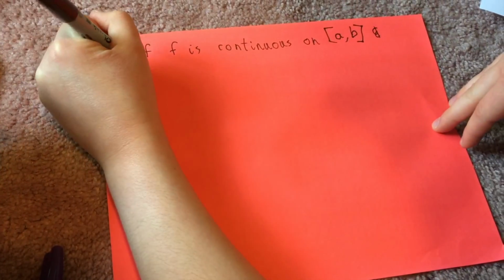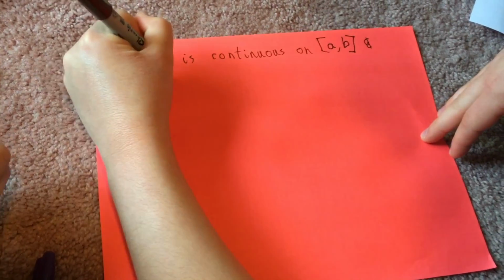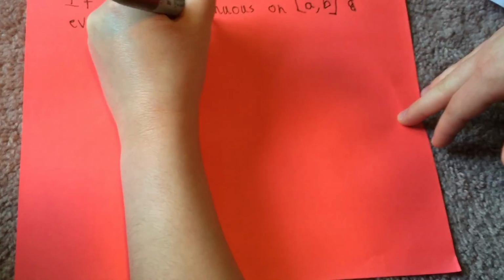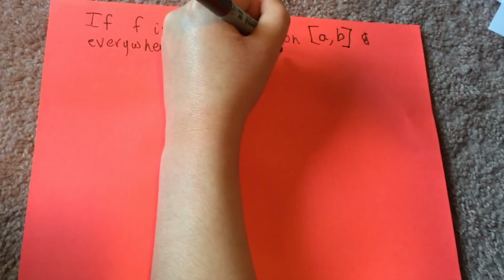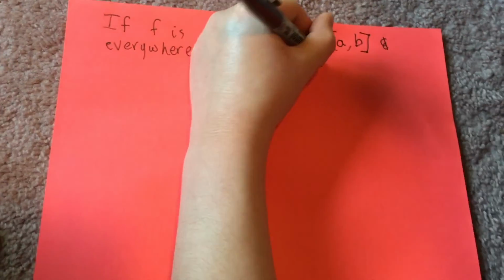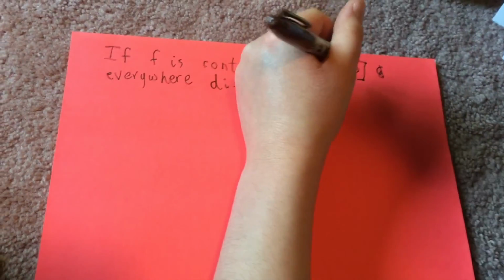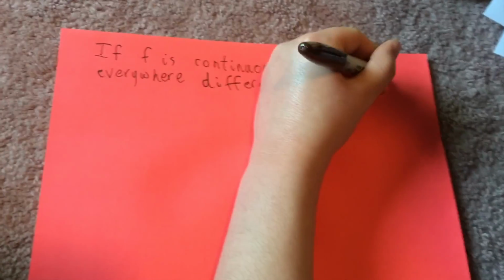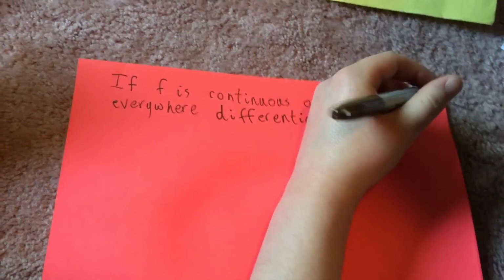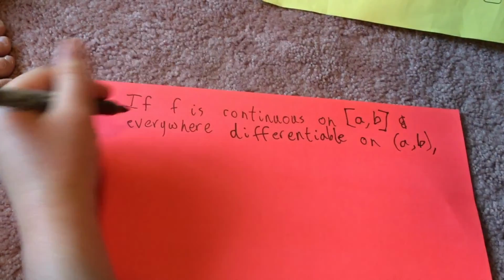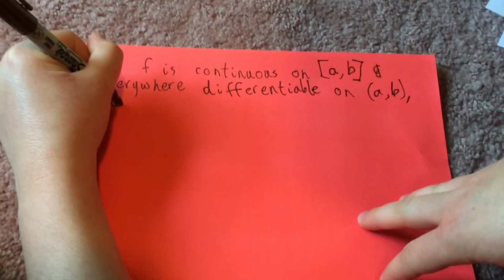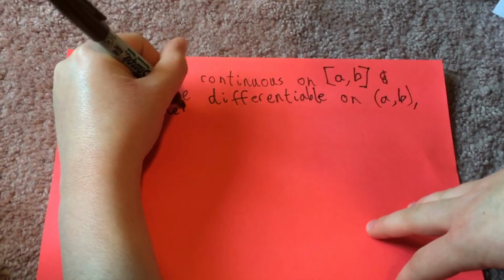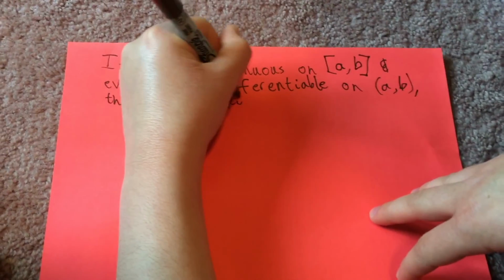The mean value theorem states that for any function that is both continuous on a closed interval and everywhere differentiable, then at least one point along that interval, the derivative at that point is equal to the average rate of change between the two endpoints. So, if a function is continuous on the closed interval from a to b, and differentiable everywhere on that interval, then at some point c, f prime of c equals f of b minus f of a, divided by the difference between b and a.